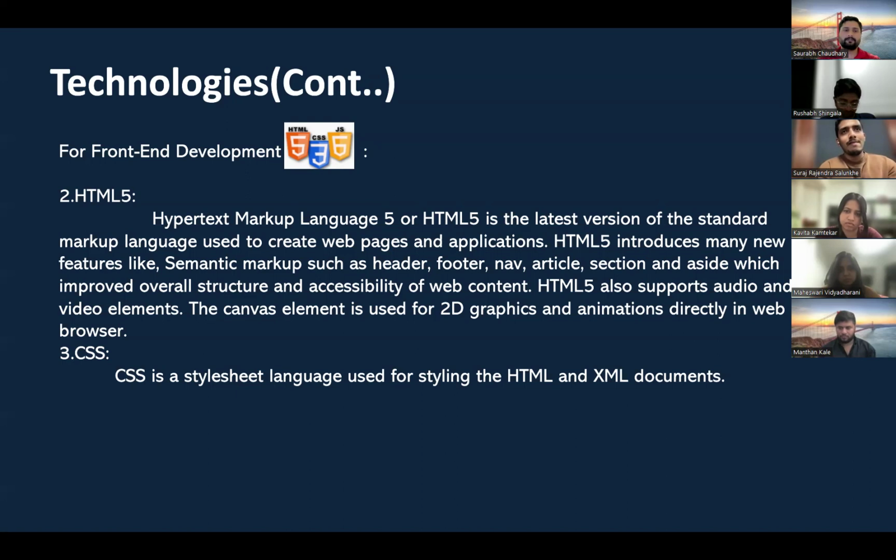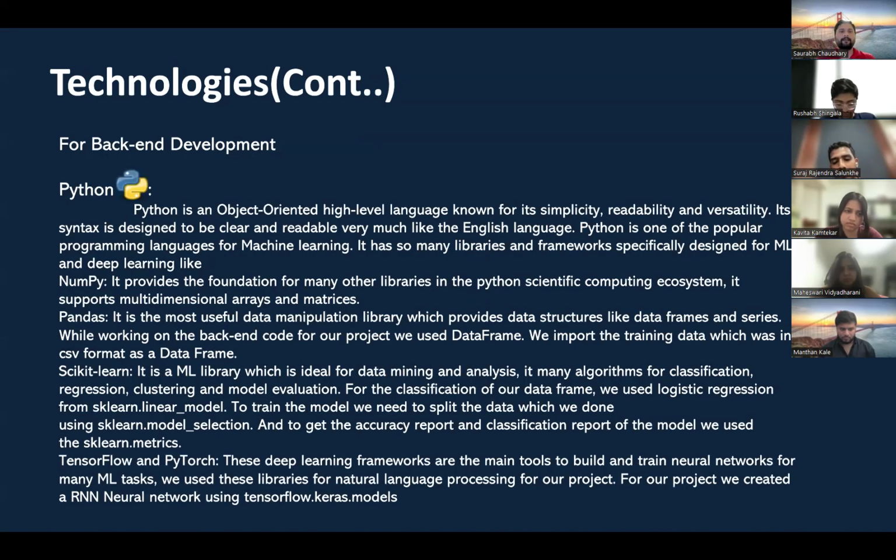And lastly, the CSS. As we all know, CSS is a style sheet language used for styling HTML and XML documents. For the backend, we use Python. Python is an object-oriented high-level language. It is well known for its simplicity, readability, and versatility. Its syntax is designed to be clear and readable, very much like the English language. You don't need to enter a semicolon after each line, or you can just use it as normal English language.